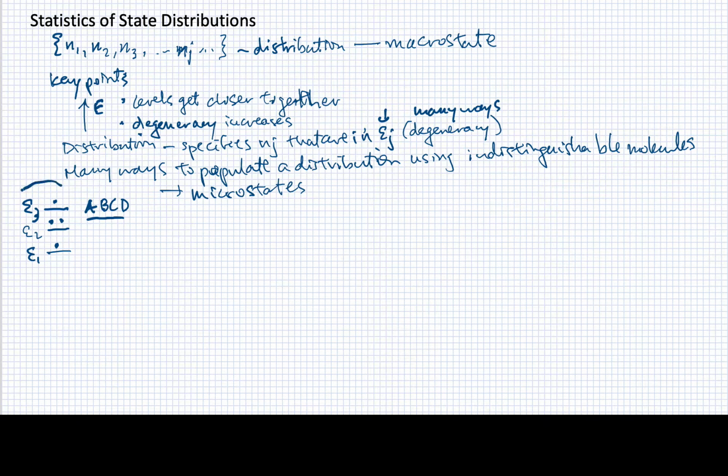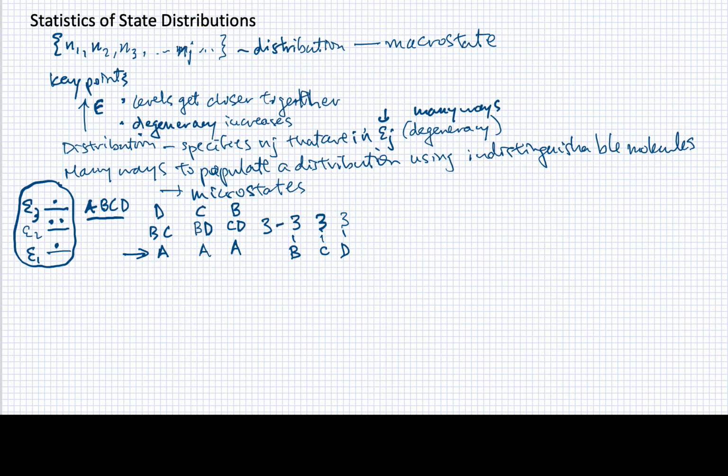So basically I've identified 3 different ways that I could populate these energy levels with these 4 molecules, but all of them have A in the lowest level. So I hope it's going to be easy for you to accept that I have 3 that have A in the lowest level, I'm going to have 3 that have B in the lowest level, I'm going to have 3 that have C in the lowest level, and I'll have 3 more that have D in the lowest level. So when I add all these up, it turns out that I'll have 12 different ways that I can populate these energy levels in this distribution.